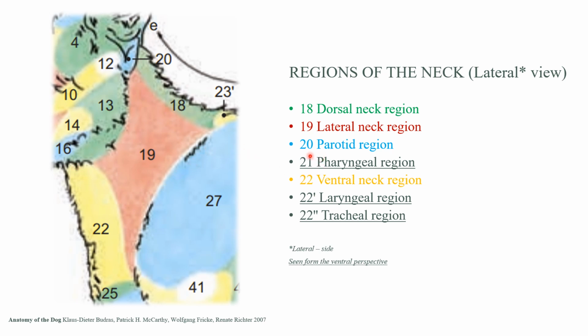Then we have the parotid region right here, which is a region of the gland that is directly below the ear, and the glands will be in the future. Then we have the pharyngeal region, laryngeal and tracheal region, which we will only be able to see from the ventral perspective. And we have ventral neck region right here, so the bottom part of the neck.